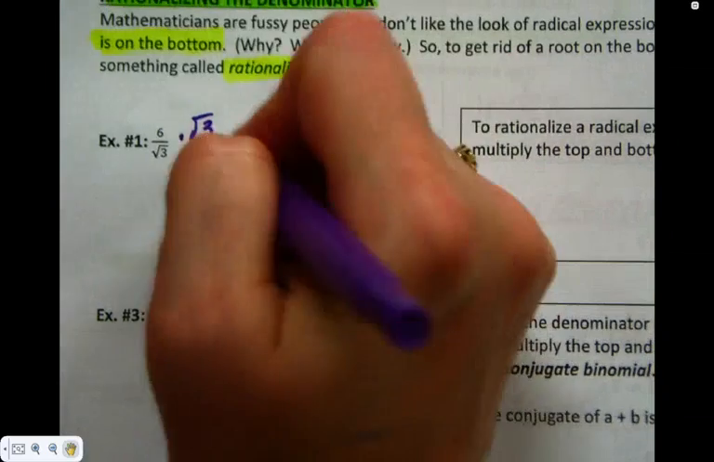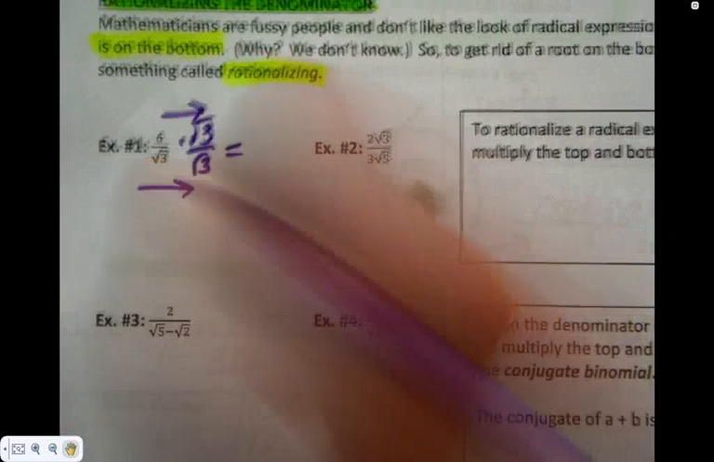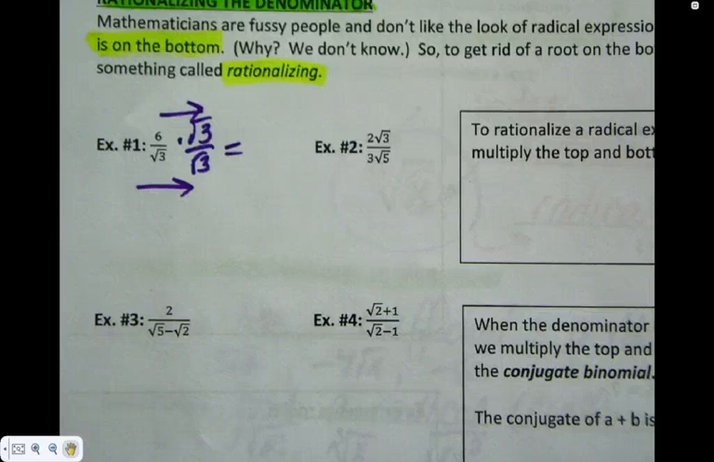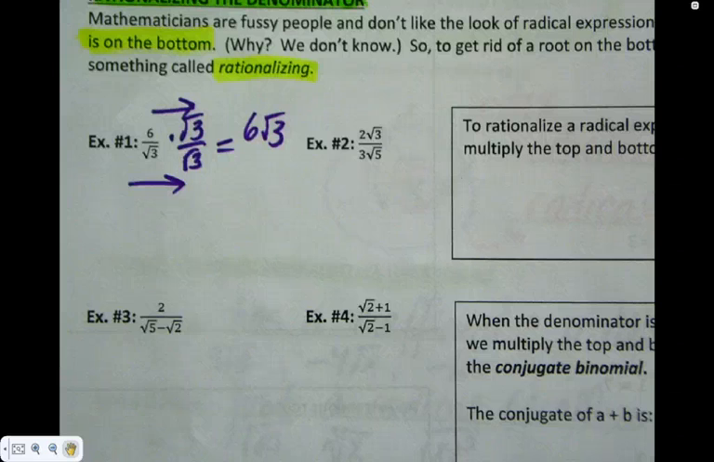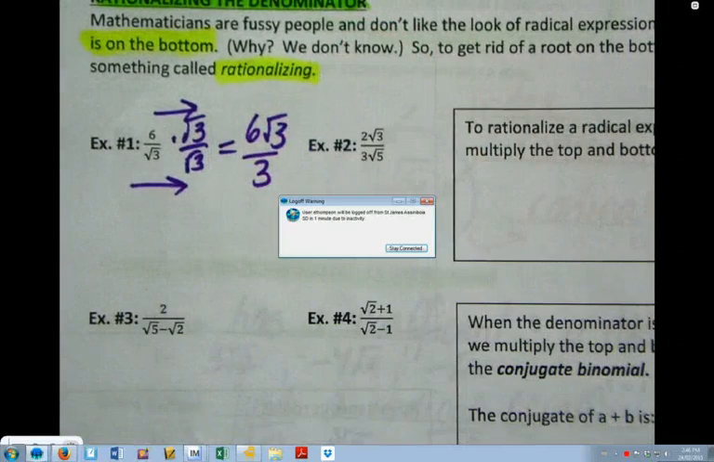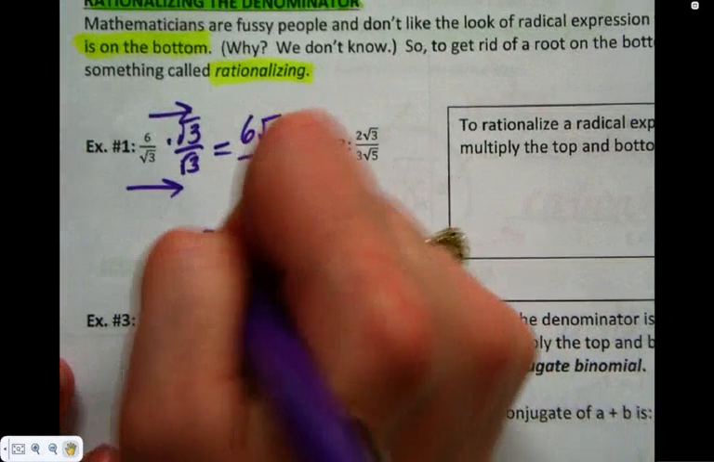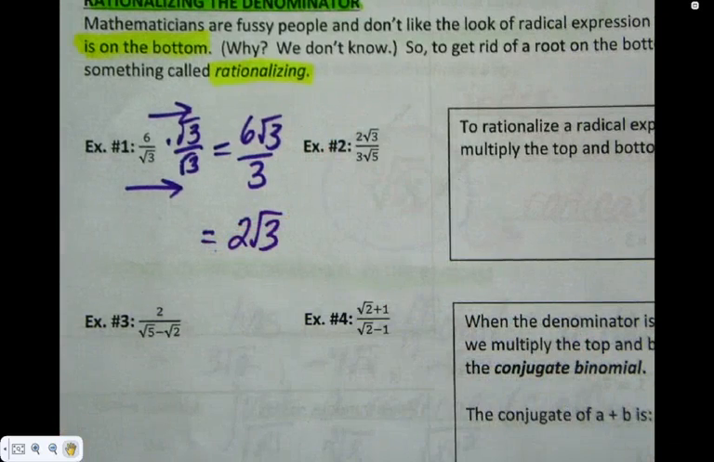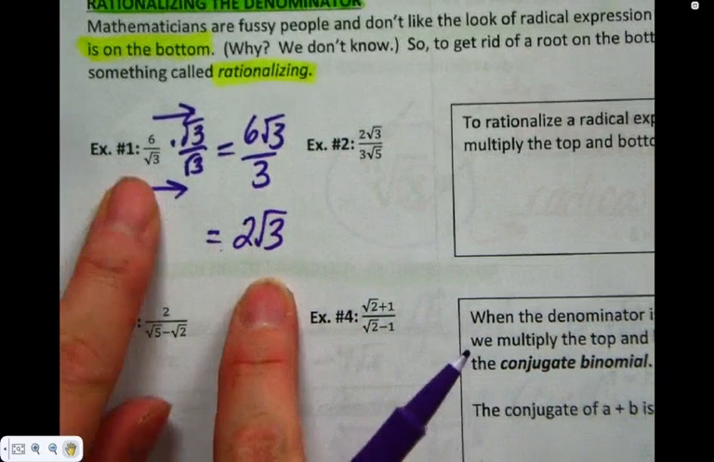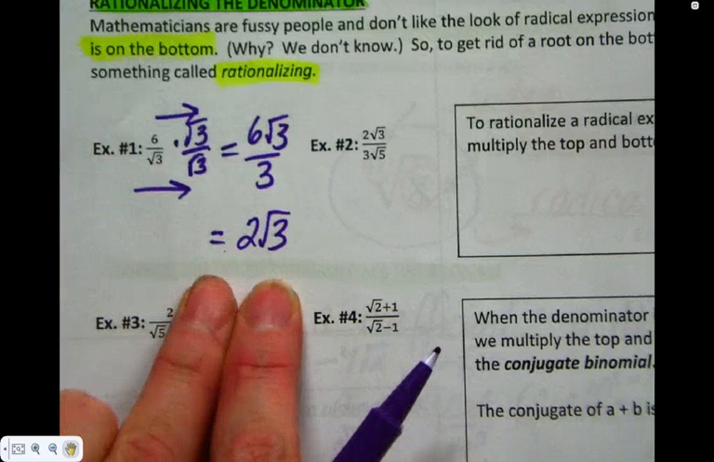So what's going to happen when I multiply top times top and bottom times bottom? 6 root 3 is going to be 6 root 3. The bottom is going to become 3, and then I can cancel the 6 divided by 3 to give me 2 root 3. To a mathematician, this is just prettier. This seriously makes me gag. The answer makes me happy. Why? We don't know. It's just a left brain thing.